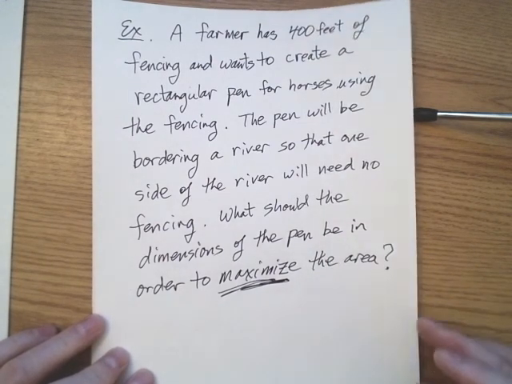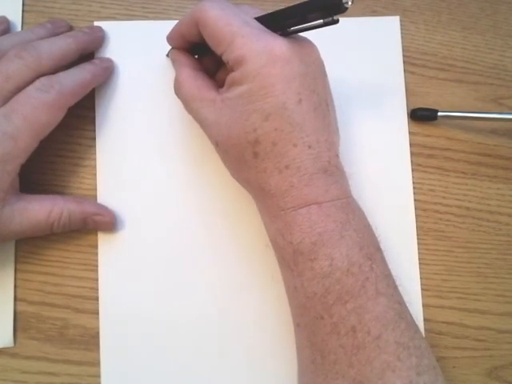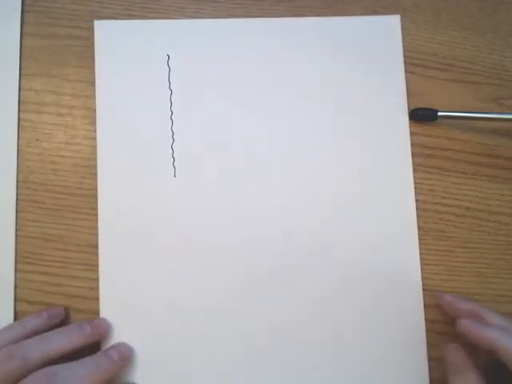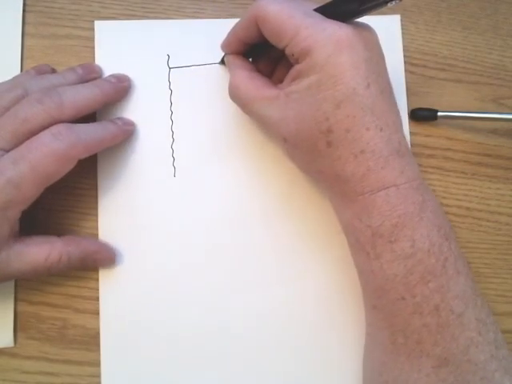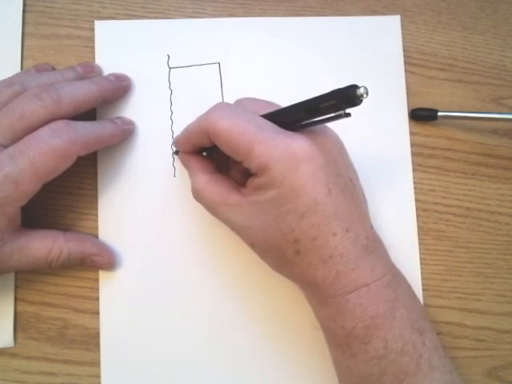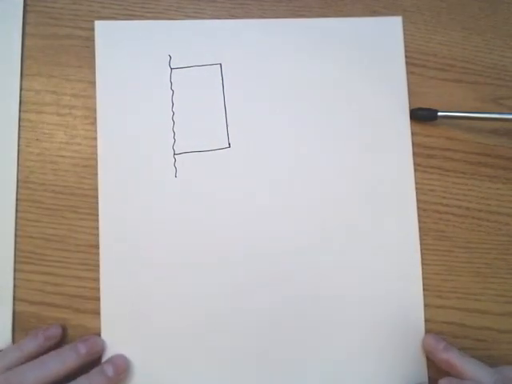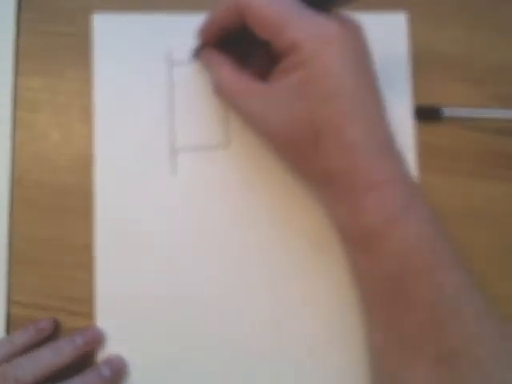Now, in a situation like this, what I and most people like to do is go ahead and make a little drawing of the situation. One little assumption I did not mention here that I might have included, I'm going to assume the river is more or less straight. So let's say that's the edge of the river here, the bank of the river. And then this person is going to create a rectangular pen. The horses assumably will not swim away, so the farmer does not need fencing on that side. Now, so here's fencing.